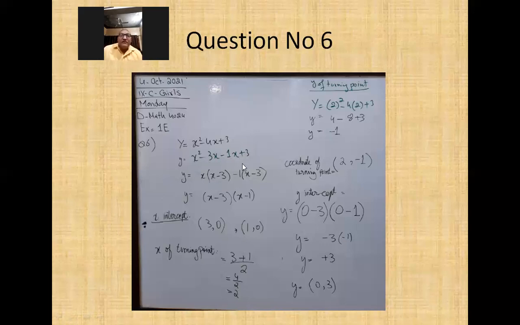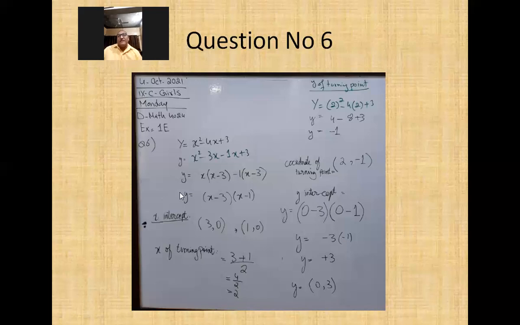So you will be left with x, but if you take a negative common, this sign will change. You're left with -3. Now you can see both these terms have (x - 3) common. So I will take that bracket common. From here, x will be left. From here, -1 will be left. So you can see this is the factorized form.